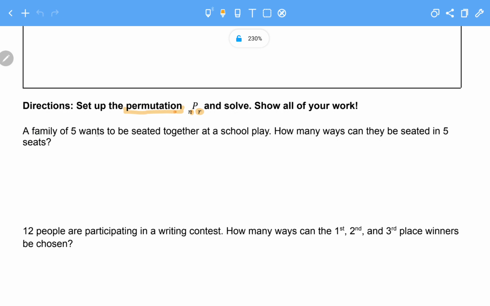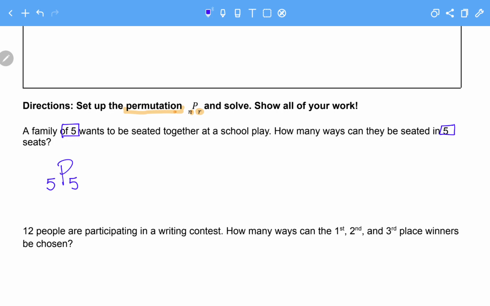Okay, so a family of 5 wants to be seated together at a school play. How many ways can they be seated in 5 seats? So our question is going to be a permutation, so I'm going to put that P. Our N is how many to choose from. Well, that's the whole family, right? Our whole family is 5 people. And I want to put them into seats, but all of them are going. So we have 5 different seats. So there's 5 permutation 5.